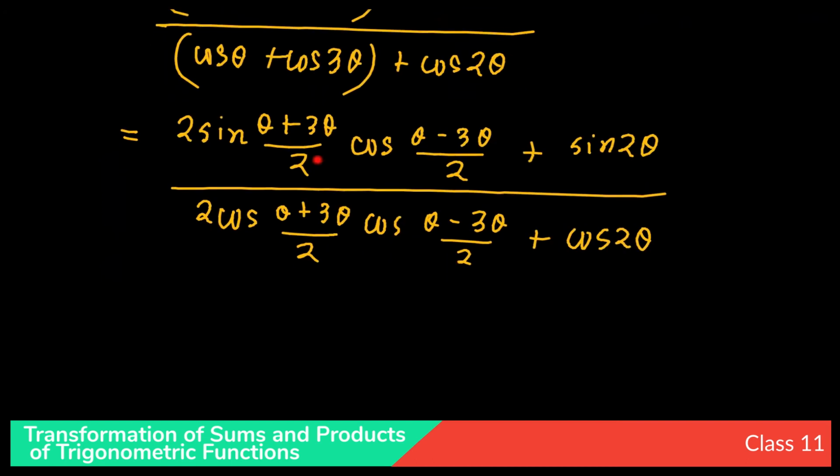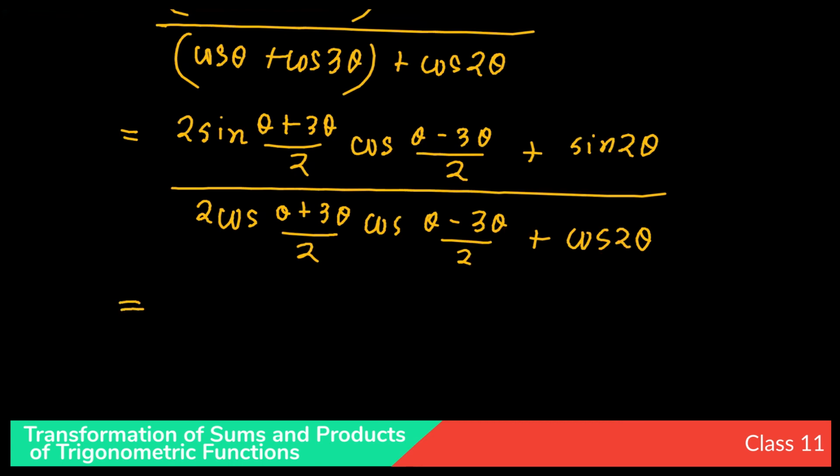Okay, now here see. If I simplify this, it is 2 sine of theta plus 3 theta by 2. That means 4 theta by 2, that is 2 theta. So it is sine 2 theta. And all of us know that cos of theta minus 3 theta by 2, that means minus 2 theta by 2, that means cos of minus theta. All of us know that cos of minus theta is cos theta only. Okay, so we can here write cos theta plus sine 2 theta, and in the denominator it is 2 cos 2 theta, and it will also be cos theta only.